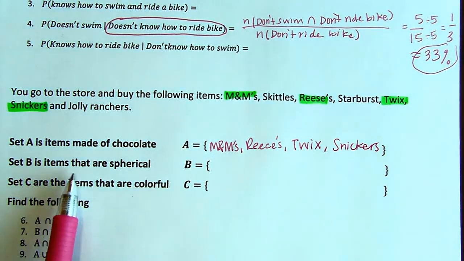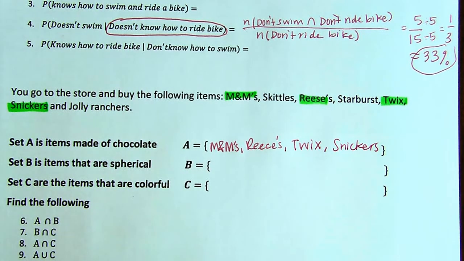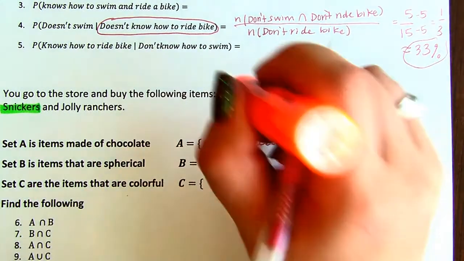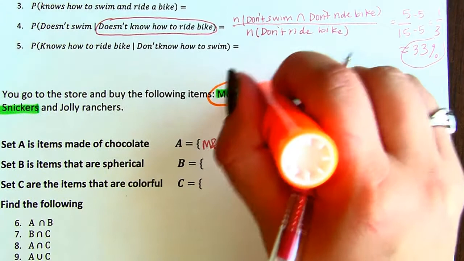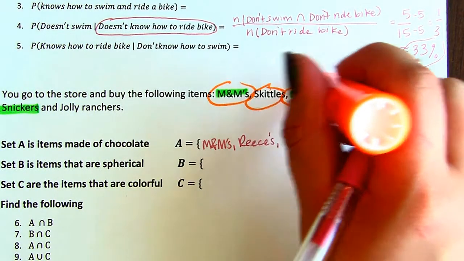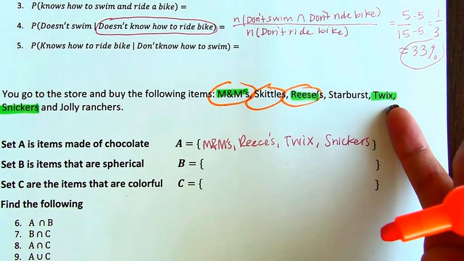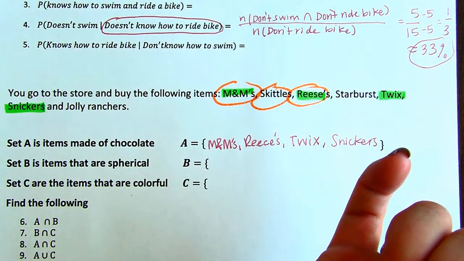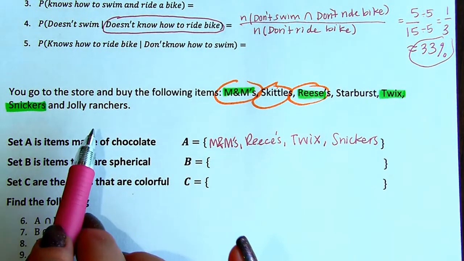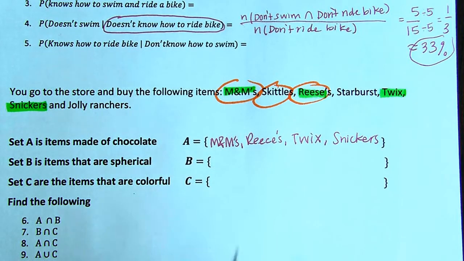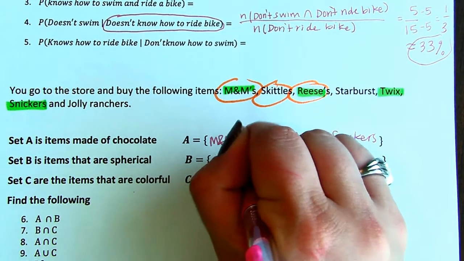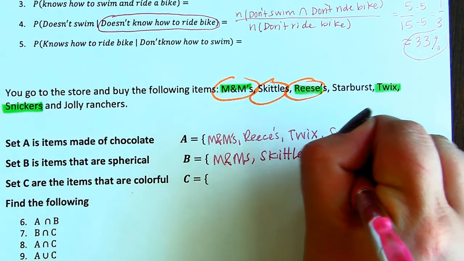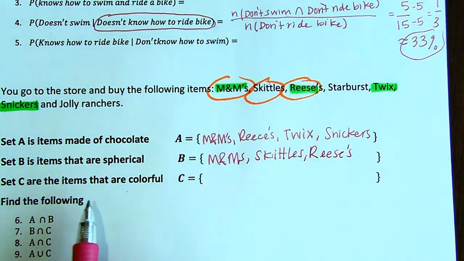Okay, all the items that are spherical, so everything that's like a circular shape. M&Ms are circular, so we'll put that there. Skittles are circular. Reese's are circular. Starbursts are squares. Twix are not circular. Snickers are bars and Jolly Ranchers aren't spherical, so just those three: M&Ms, Skittles, and Reese's.